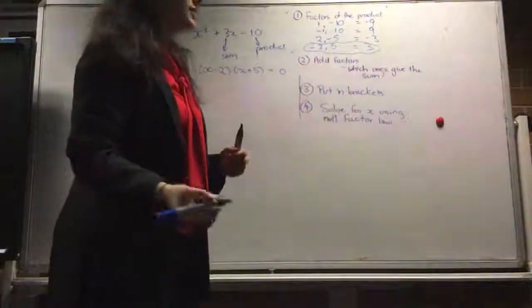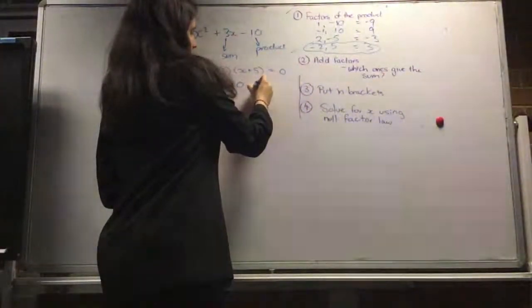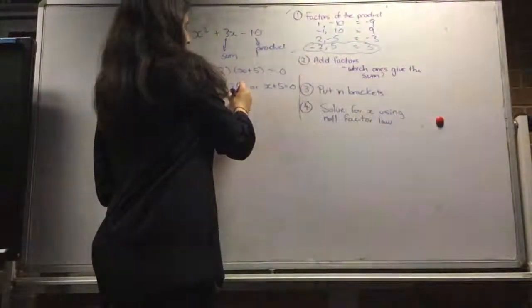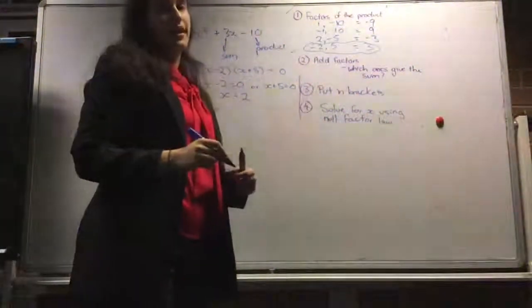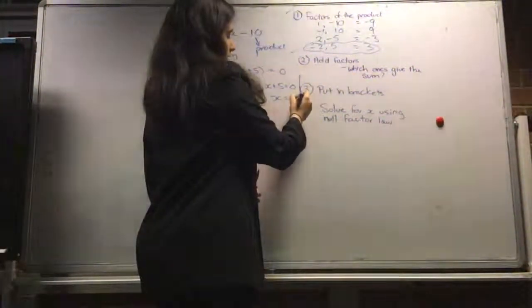And then we solve it using null factor law. X take 2 equals 0, or x plus 5 equals 0. So x therefore, to get rid of negative 2 we plus it, x therefore equals 2. To get rid of 5 we take it, so we get x equals negative 5. And there are two answers.